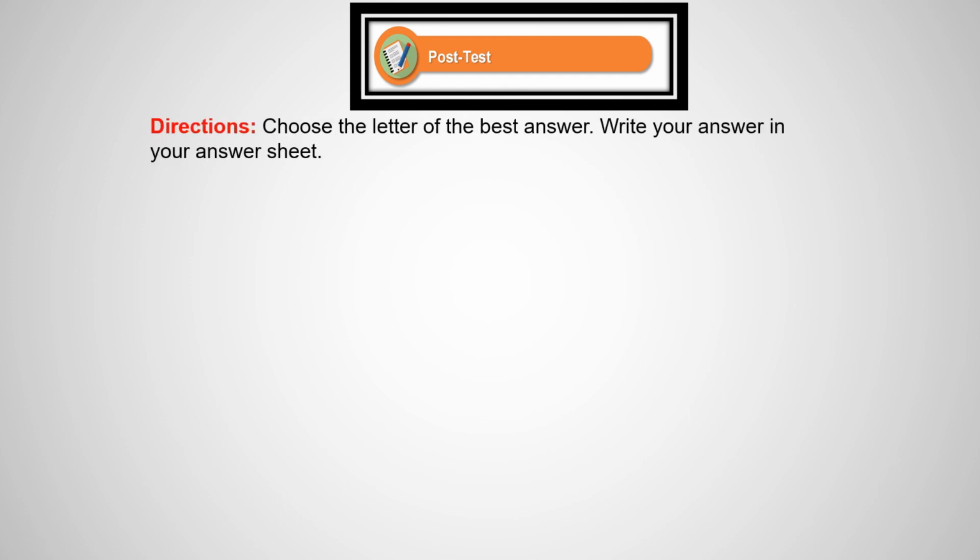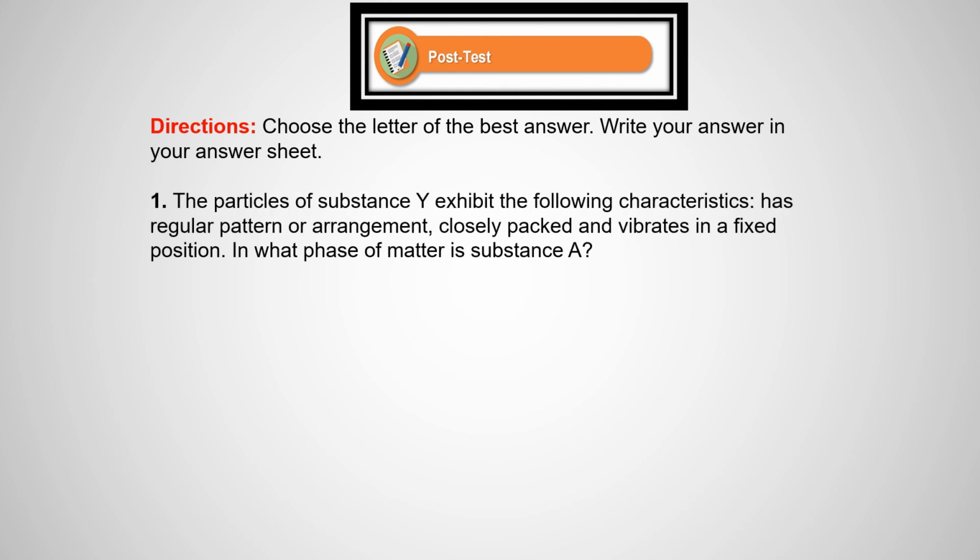Congratulations! We have done so far all of your activities on this lesson. Let's proceed now to the post-test. Directions: choose the letter of the best answer. Write your answer in your answer sheet. Don't forget to submit your answers to your science teacher.